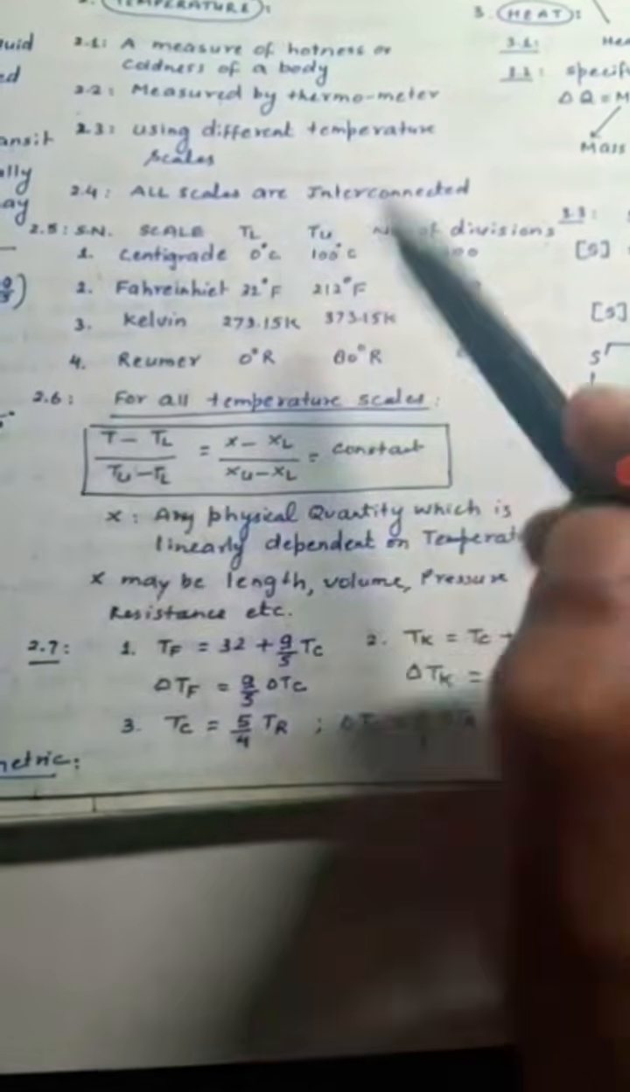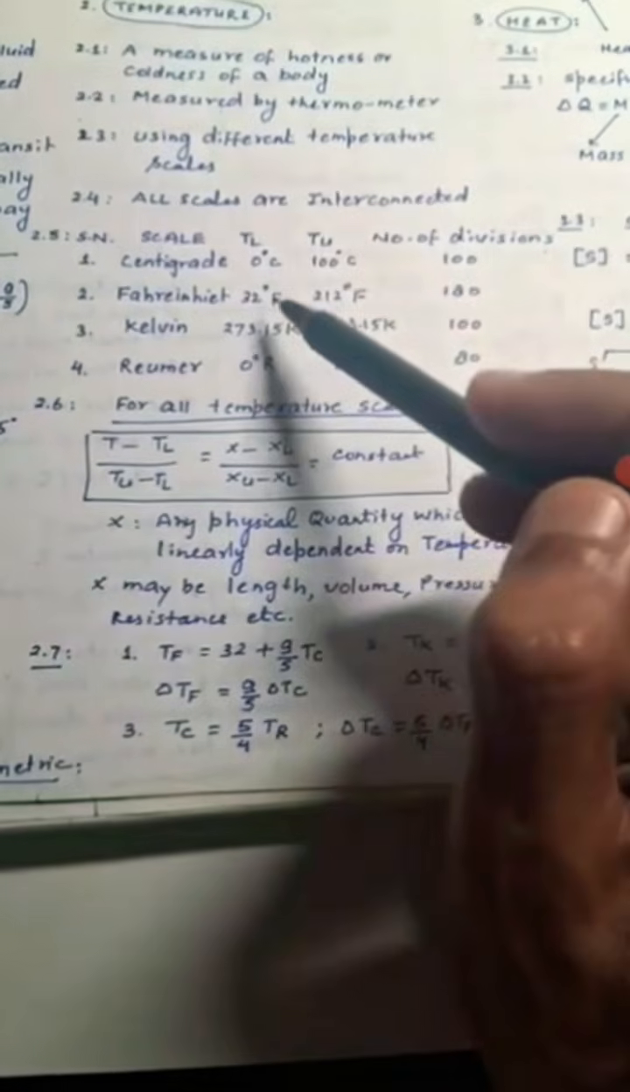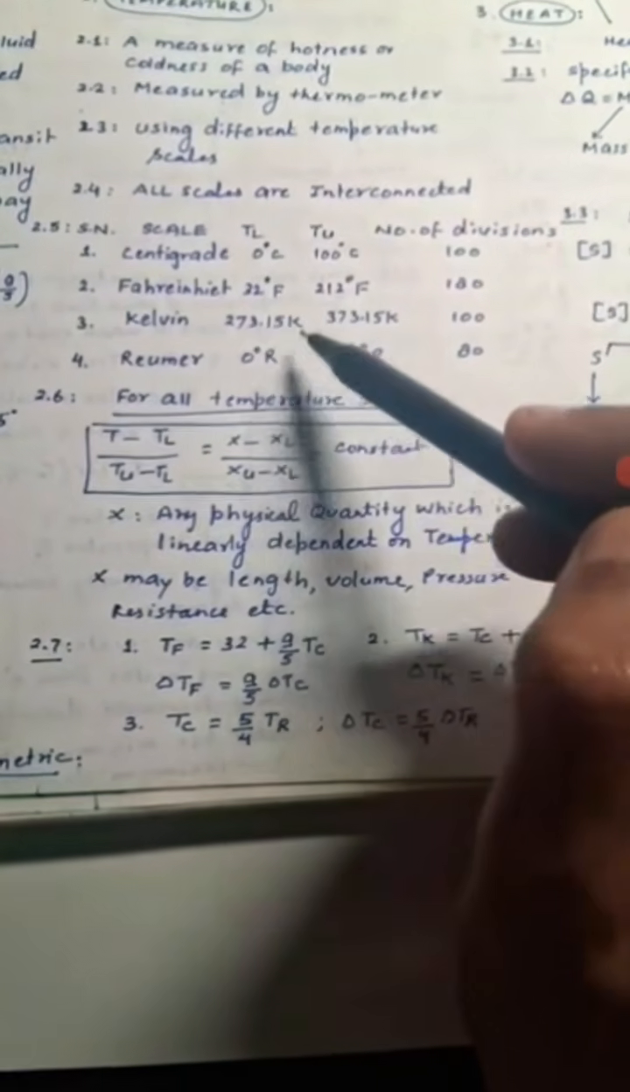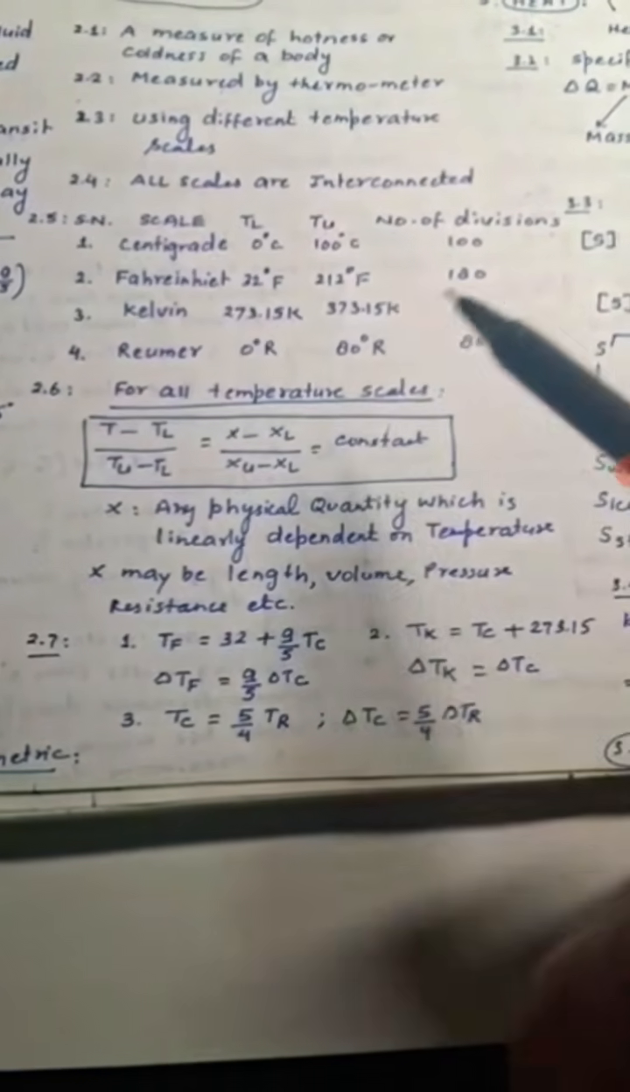Now is the concept of thermal properties of matter. So it's the temperature, and temperature is a measure of hotness or coldness measured by a thermometer using different temperature scales. All scales are interconnected, so this is the relation, like we have centigrade scale, Fahrenheit scale, Kelvin scale, Reaumur scale. Lower temperature is 0 degree centigrade, 32 degree Fahrenheit, 273.15 Kelvin, 0 Reaumur. Upper temperature is 100 degree centigrade, 212 Fahrenheit, 373.15 Kelvin, 80 Reaumur.